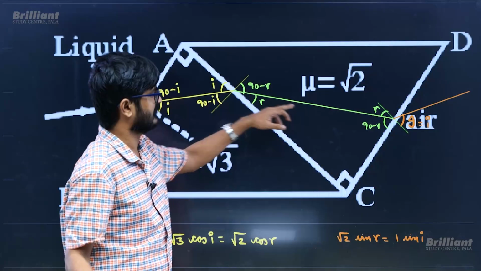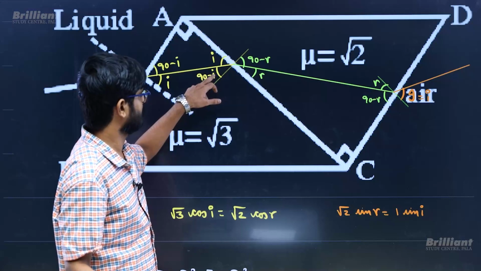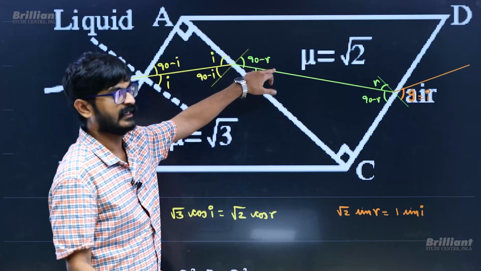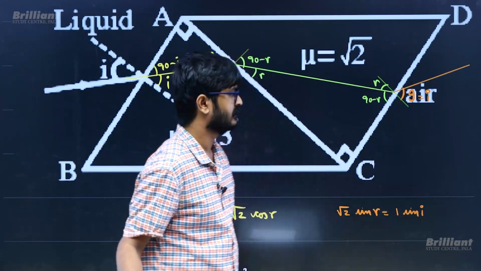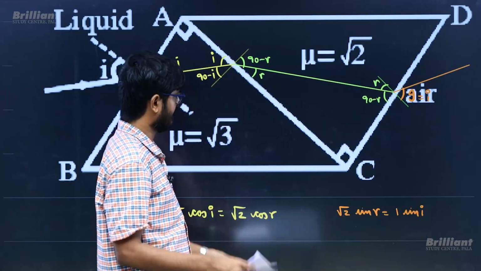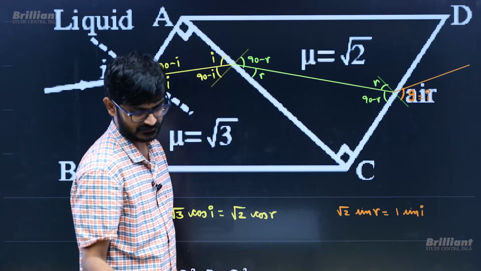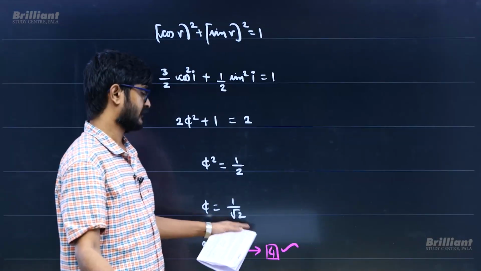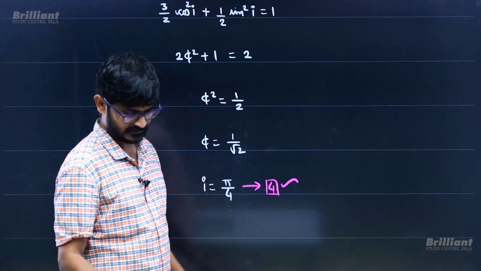After that you can use Snell's law here, you can use Snell's law here. When you use Snell's law here, you will get root 3 sine (90 minus I), that is root 3 cos I, equals root 2 sine (90 minus r), that is root 2 cos r. Thereafter you can apply Snell's law here and you will get this equation. You need I, so you need to eliminate r. So find cos r from here, find sin r from here. Cos square plus sin square equals 1. Just substitute it back and you will get the answer as cos I is 1 by root 2, I is 45 degrees, that is pi by 4 radians, right?